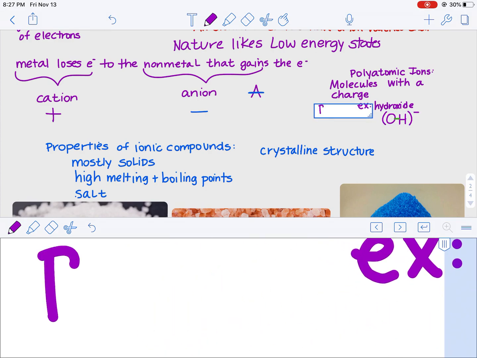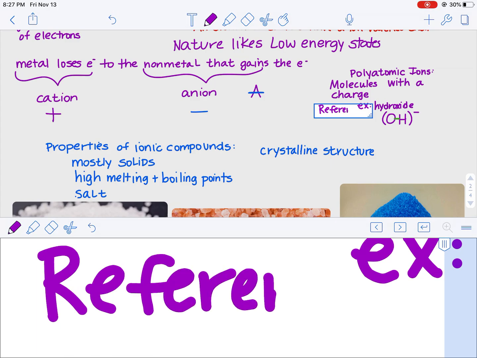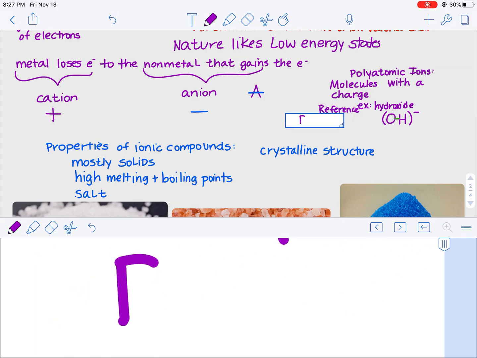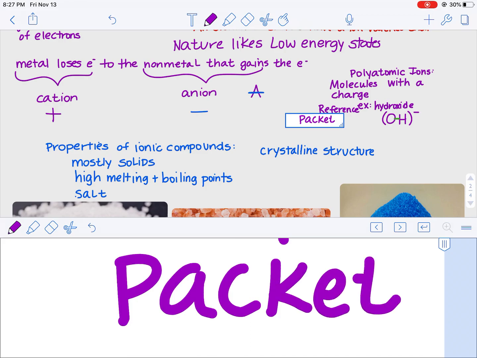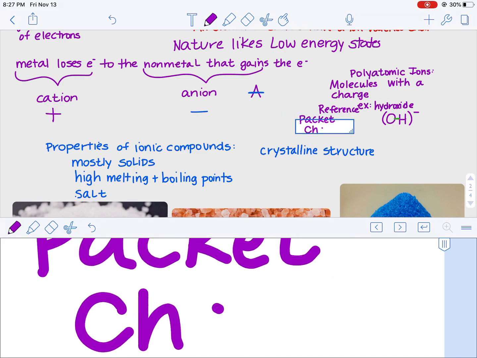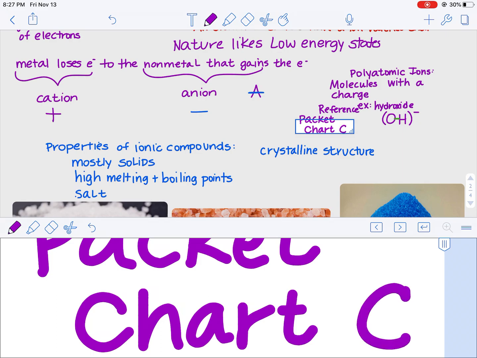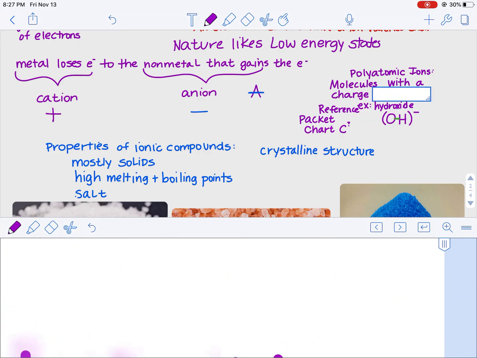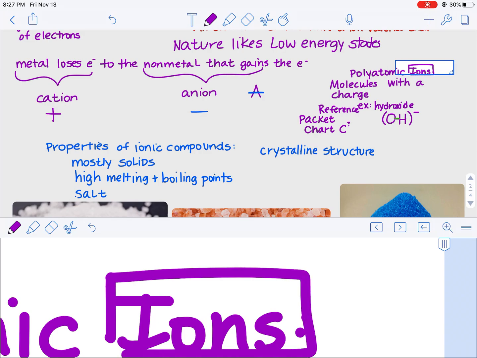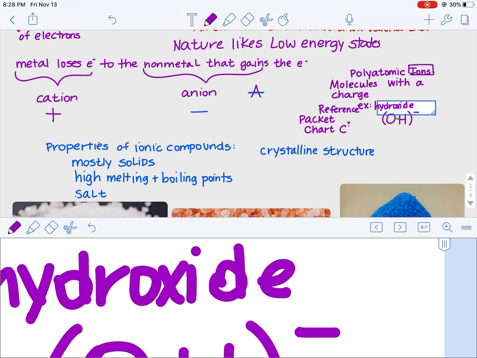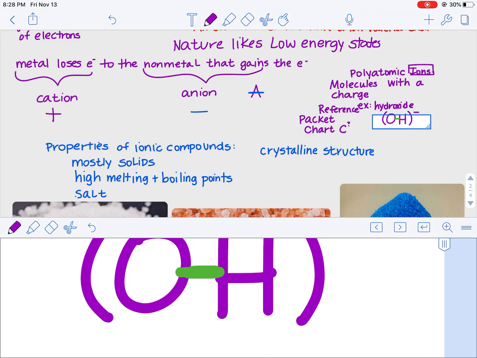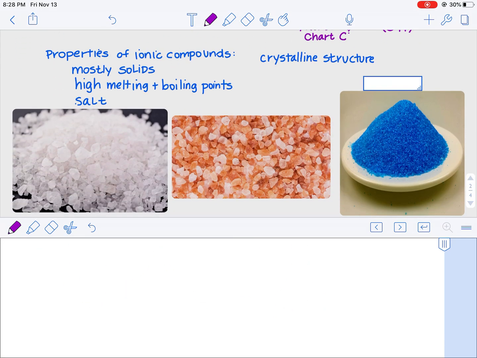This can be found in the reference packet. I think it's chart C. Let's put a question mark next to that because it might be B. Anything listed in there is a polyatomic ion. That word ion means that it is going to be held together with an ionic bond. However, the cluster is held together with covalent bonds.